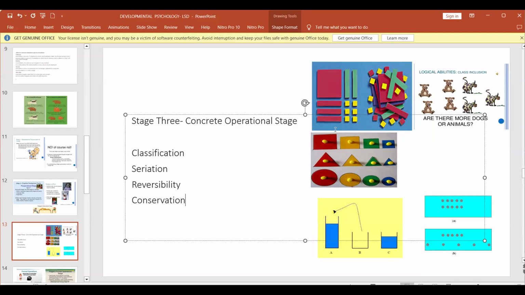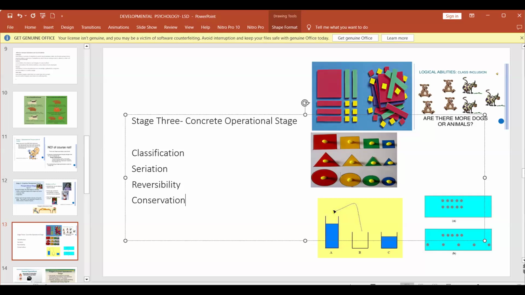Initially we teach them 2 plus 2 equals 4. But later on, we give them 2 plus blank equals 4. Then they have to work backward, that is reversibility. That ability comes to them in the latter part of stage 3, the concrete operational stage.